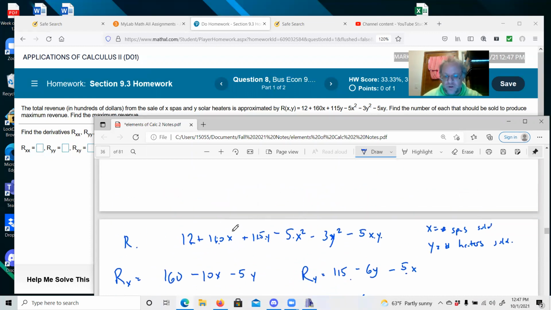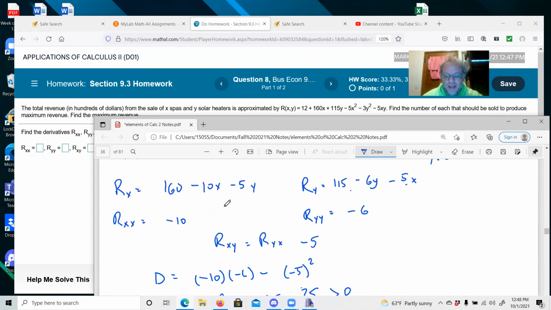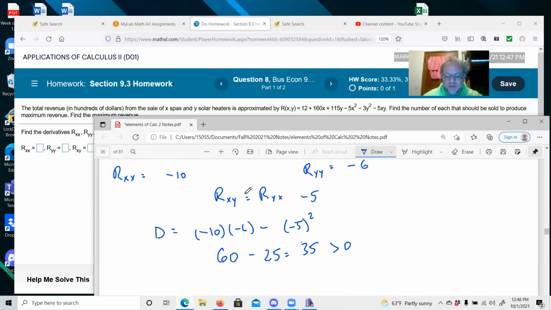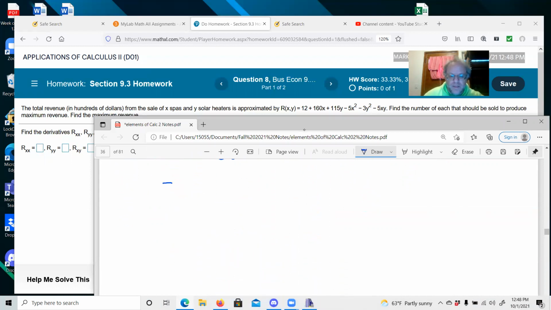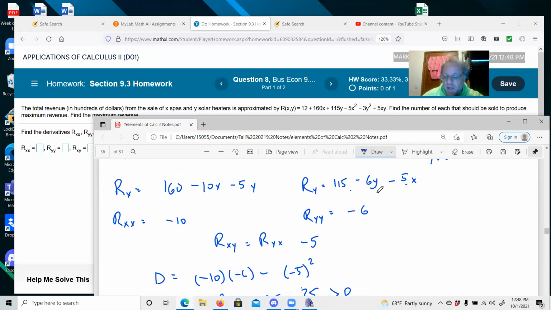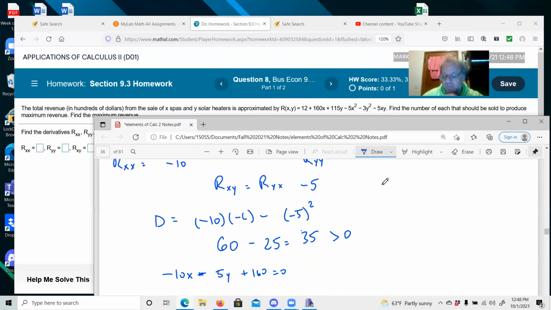We have to do some work now. We have 2 equations here. We have negative 10x minus 5y plus 160 equals 0. That's this one. We have negative 5x minus 6y.